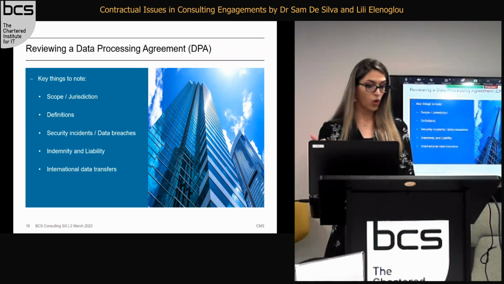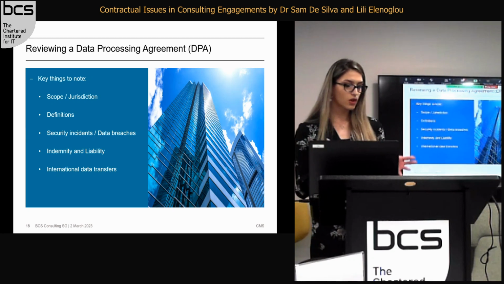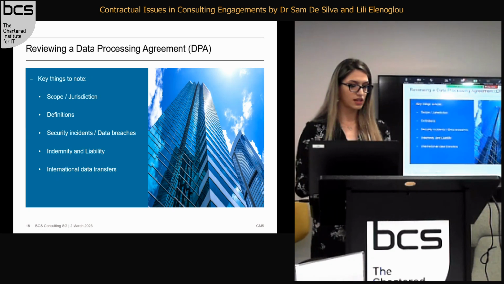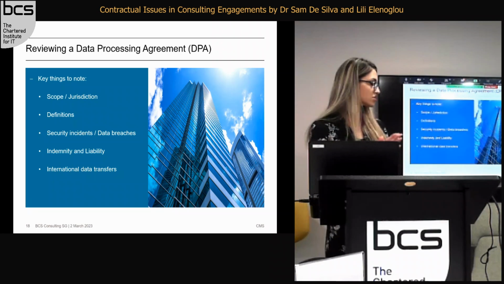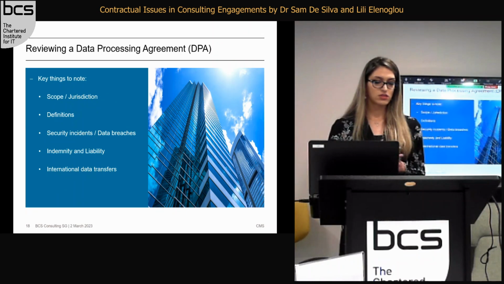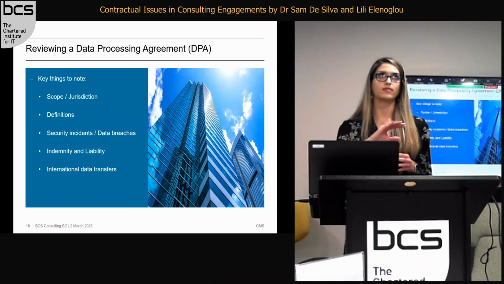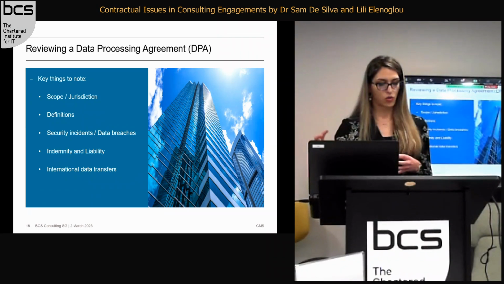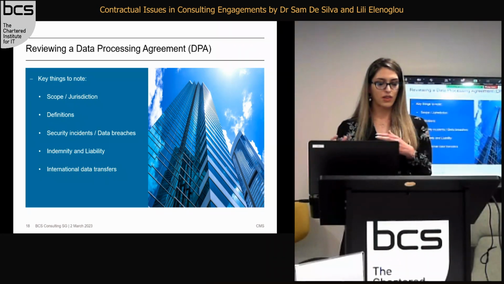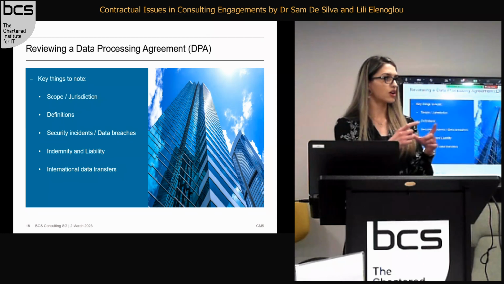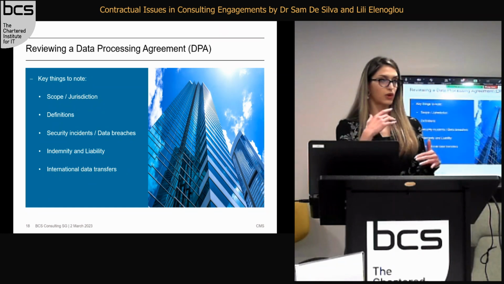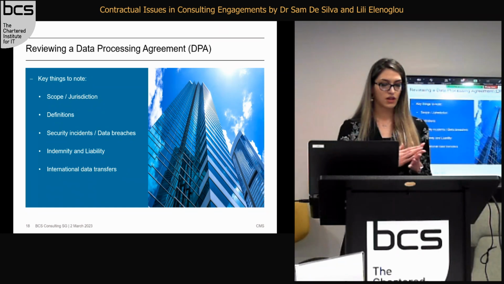First of all, we have the scope and the jurisdiction. We need to understand what personal data is in scope and which jurisdictions they cover. This is because sometimes data protection laws have an extraterritorial scope, which means that they apply when there is a sufficient link or connection. For example, when there is monitoring of data subjects.